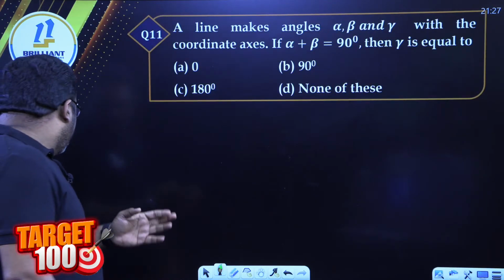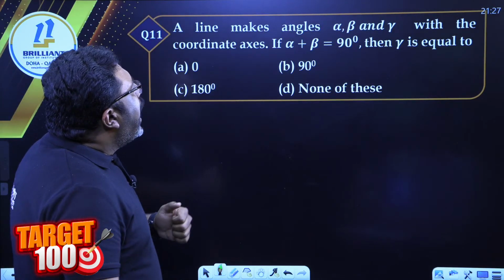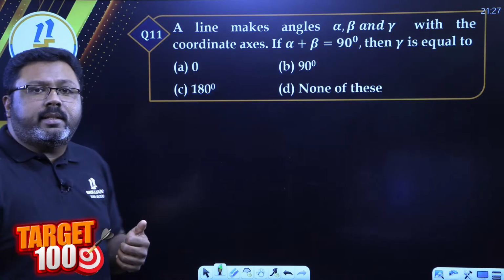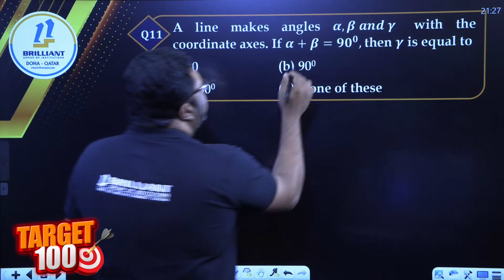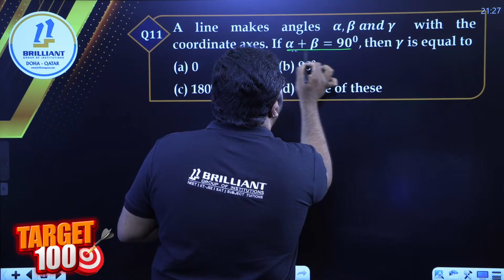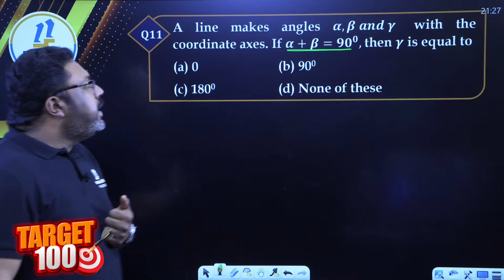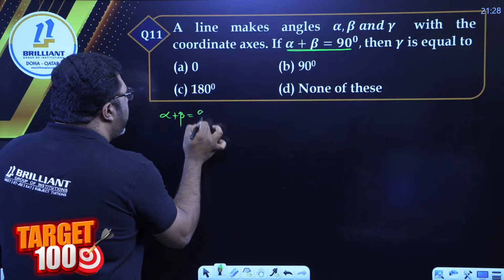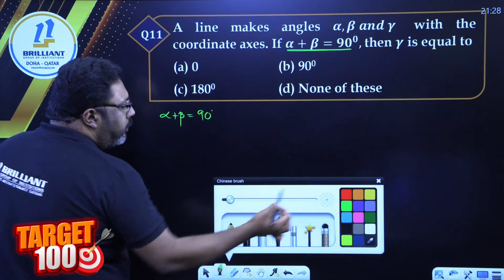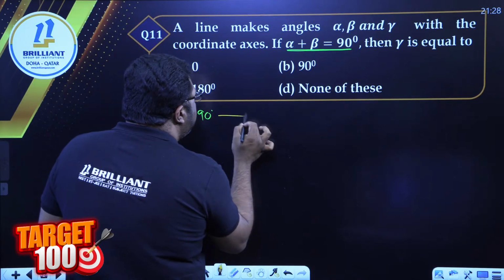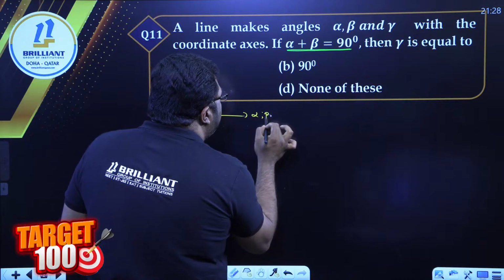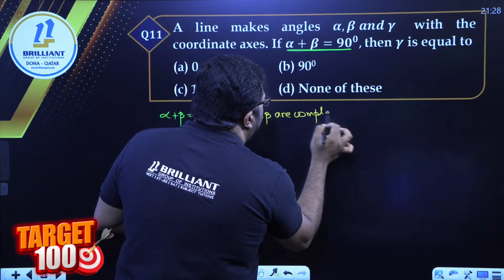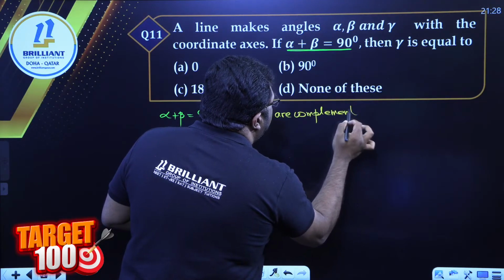Question 11. A line makes angles alpha, beta, gamma with the... see, I'm trying to change the different ways the question is going to be asked. This time, a slight modification in the question. Alpha plus beta is 90. What is the meaning of this? This simply means alpha and beta are complementary.